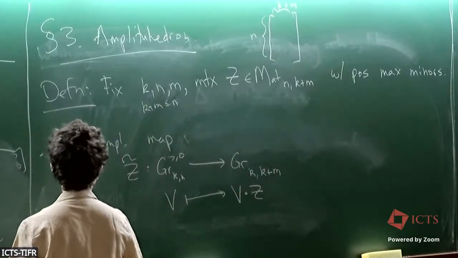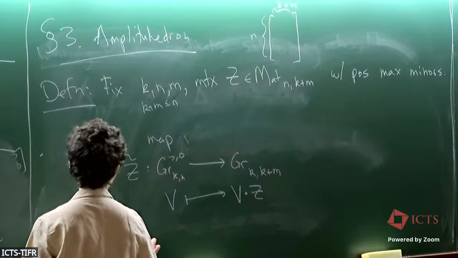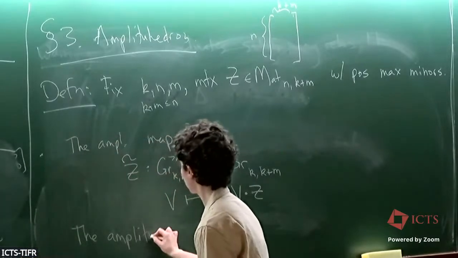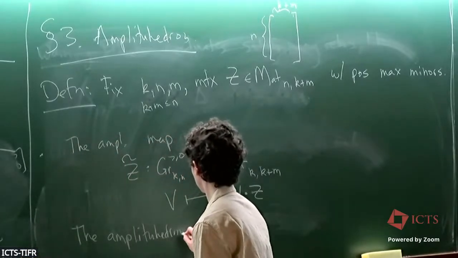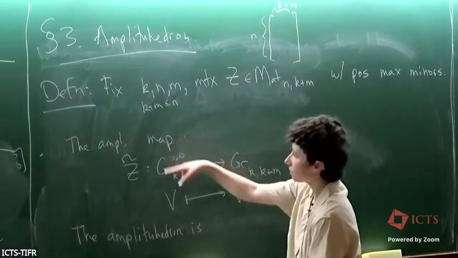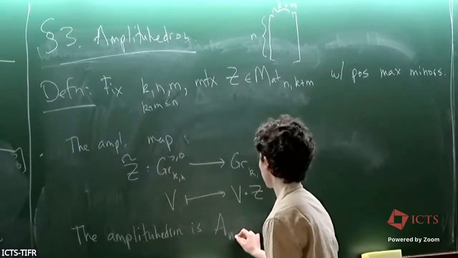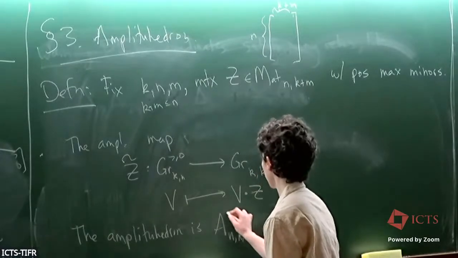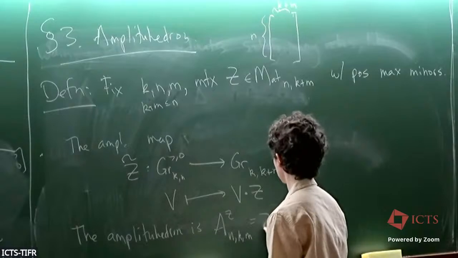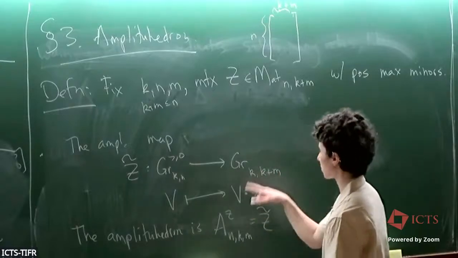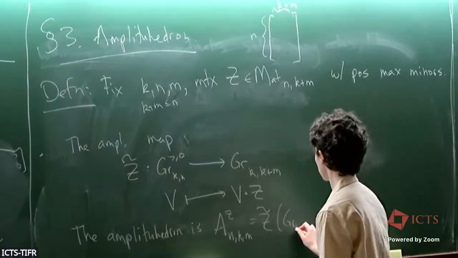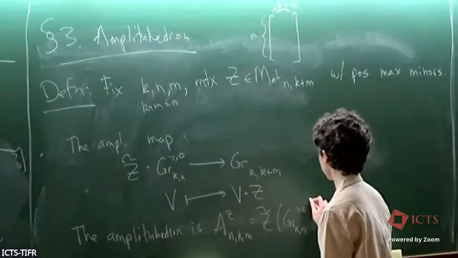Okay, and then the Amplituhedron is just the image of the totally non-negative Grassmannian under this map. So I'm going to denote it by A_{n,k,m}(Z), and it's just, I applied the Z tilde map, this matrix multiplication map, to the entire totally non-negative Grassmannian.